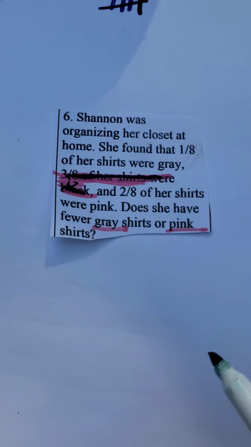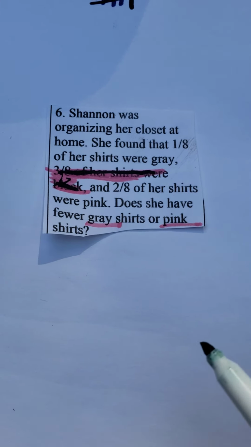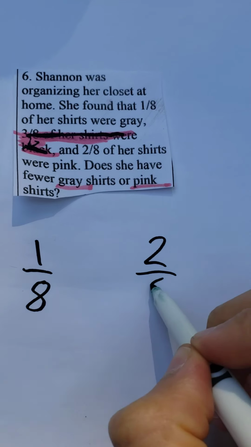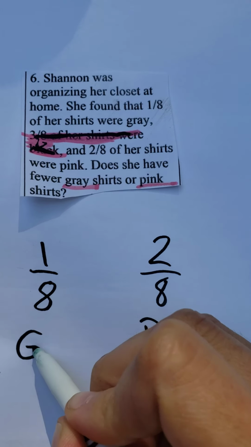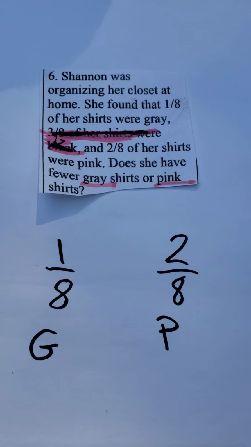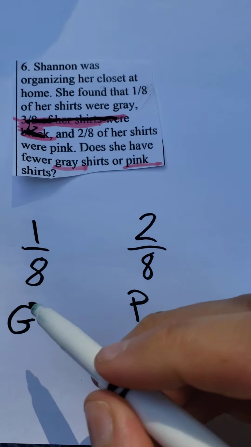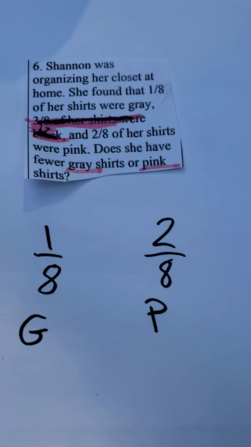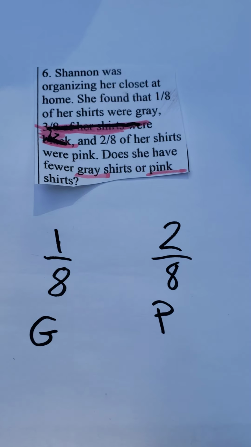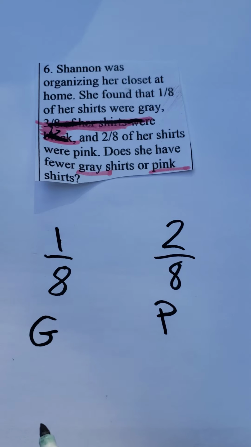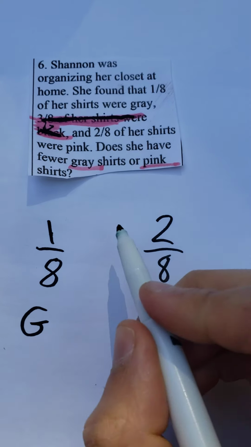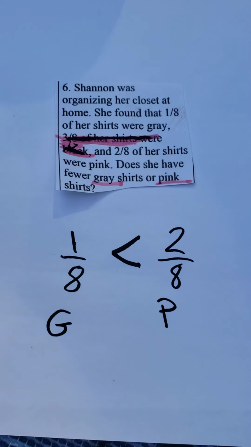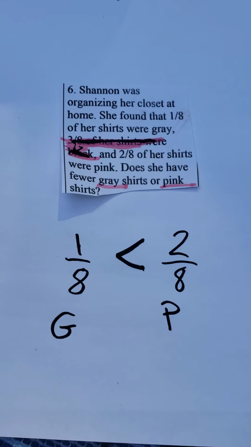Shannon was organizing her closet at home. She found that 1/8 of her shirts were gray and 2/8 were pink. P for pink, G for gray. Does she have fewer gray or fewer pink? Both of them have 8 in the denominator. When the denominators are the same, you can look at the numerators. Bigger numerator, that means there is more. Our contestants are going to prove this, that 1/8 is less than 2/8.